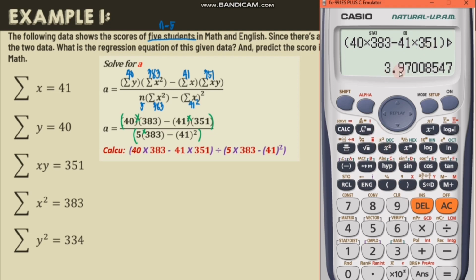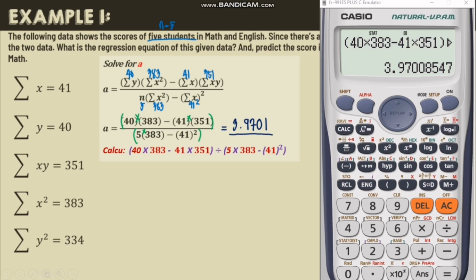Okay, so our A here is equals to 3.97008547. So in this case, gamit tayo ng 4 decimal places kapag CA ang hinahanap. So 4 decimal places, we have 3.97. Okay, so 01 na siya. Kasi yung katabi po ay 8. So rule ng round off, kapag 8 na yan, mag-add ka ng 1 dun sa 0. Okay? So, ito po yung value ng A.